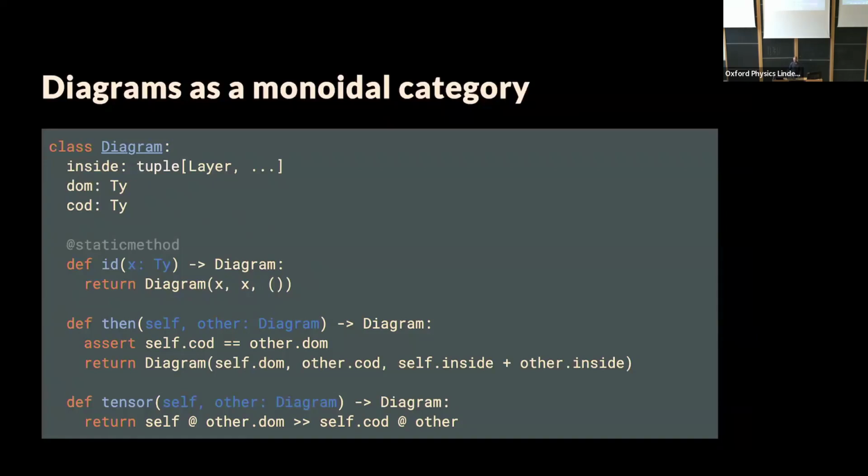And then you define composition of diagrams to take just the diagram itself and the other thing you're composing it with. It checks that the types match, and it constructs the diagram, which has the domain of the first, the codomain of the other, and it concatenates the layers, right? So this is an implementation really of pre-monoidal diagrams, or pre-monoidal categories.